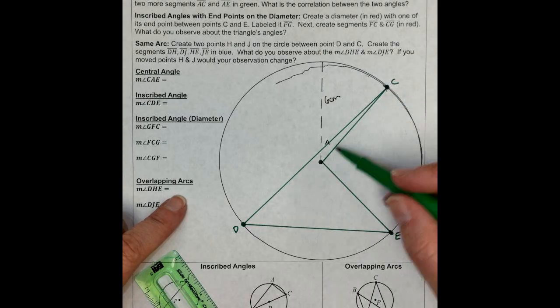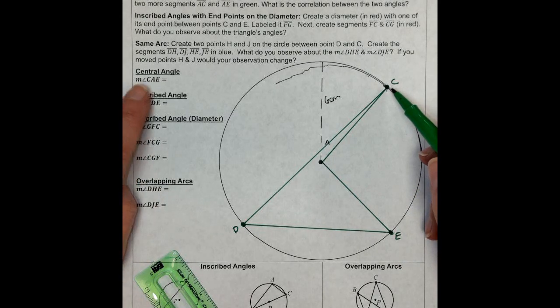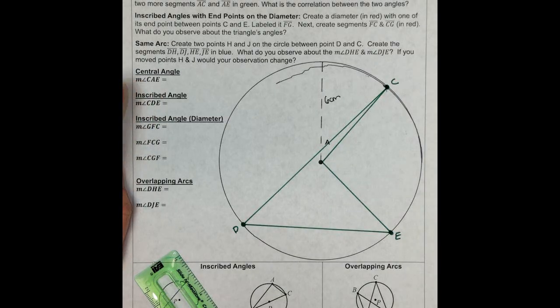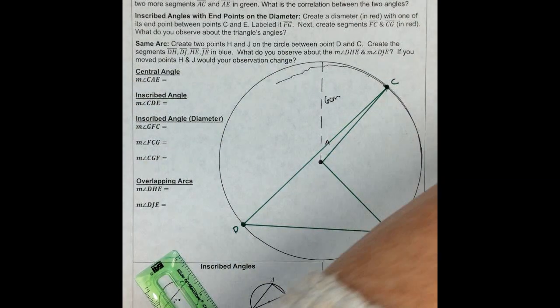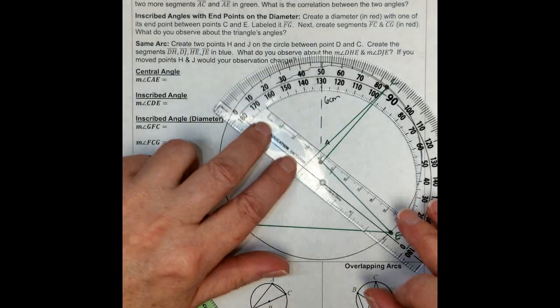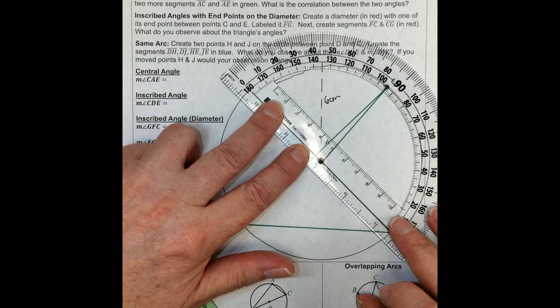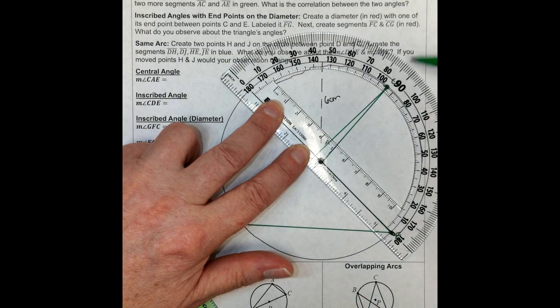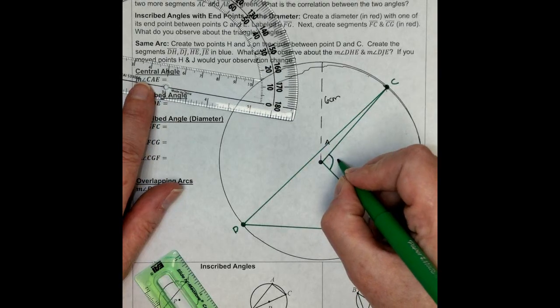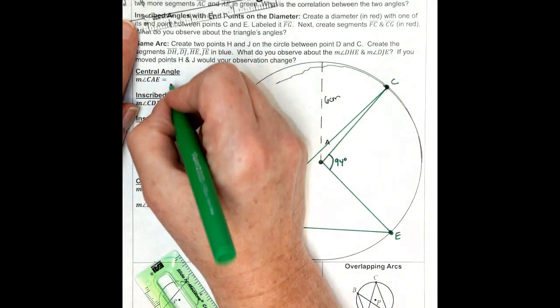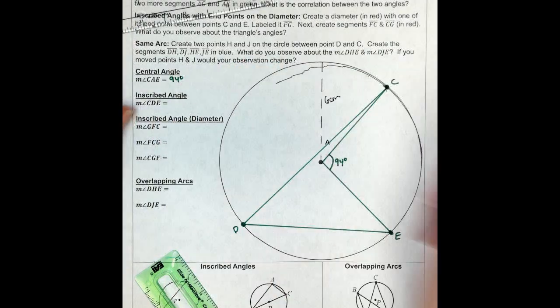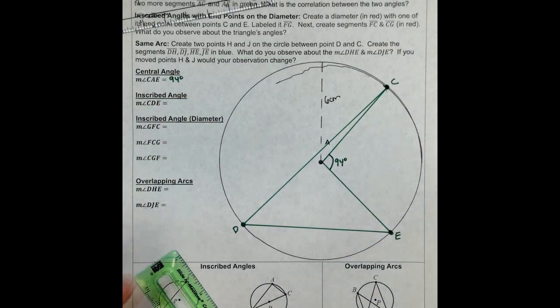This first one, as we know, the angle CAE is a central angle. So if I get my protractor and I measure this, let's see what it is. It is roughly, let's say 94 degrees. So angle CAE is 94 degrees. That's my central angle.